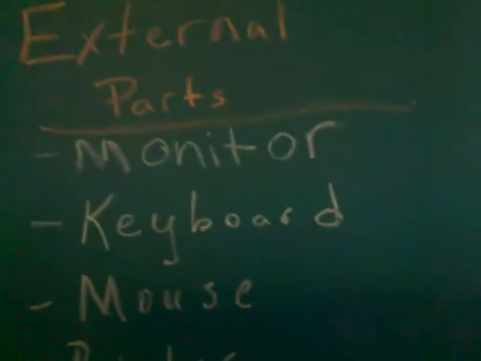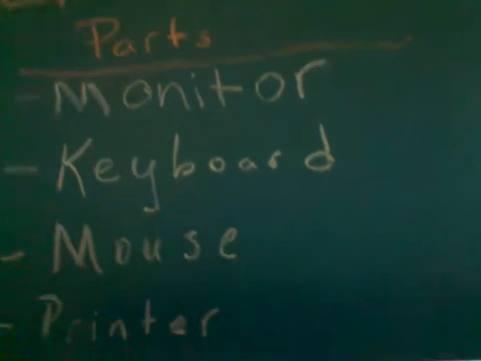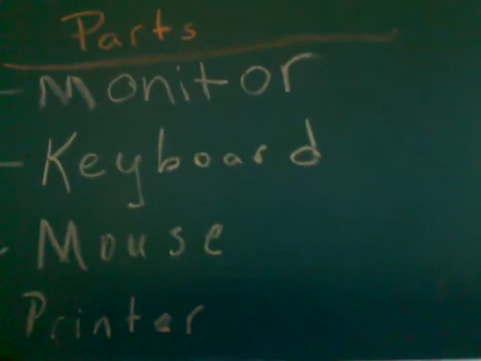Our external parts of the computer would consist of your monitor, keyboard, mouse, or printer. All right, so here you see the monitor. I'm going to scoot it in just a little better so you can see it.